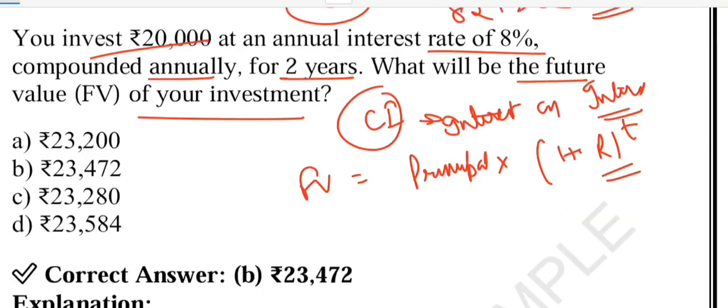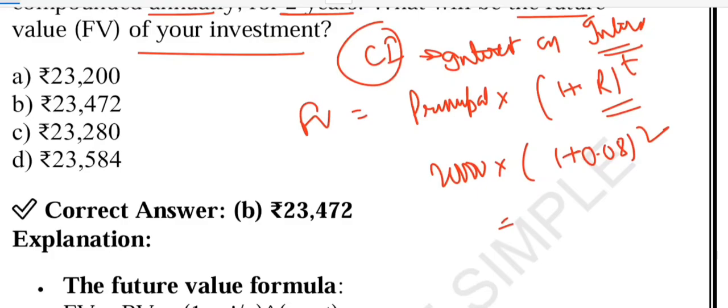So in this case, what is the principal? Principal is the 20,000 rupees. What is r? R is 0.08. What is t? T is 2 years. Fine. So compounded annually, t is equal to 2 years and n is equal to 1. So let's calculate it one by one. It's quite simple to calculate, right?